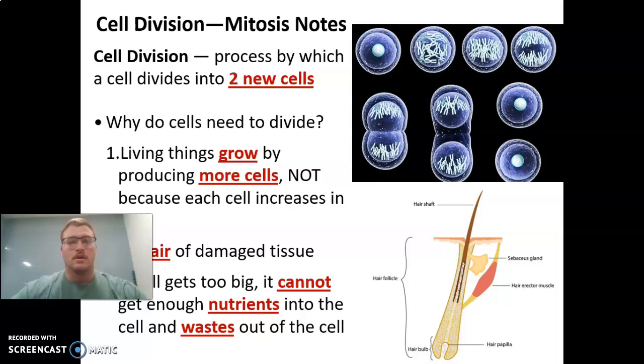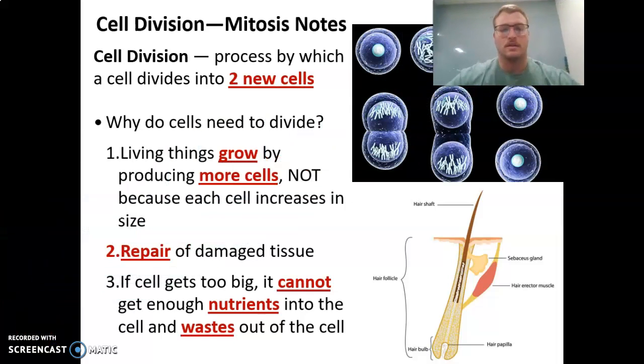So, cell division. What is mitosis? Mitosis is cell division. It is a form of cell division. Cell division is the process by which a cell divides into two new cells. Why do cells need to divide? There's a few reasons.